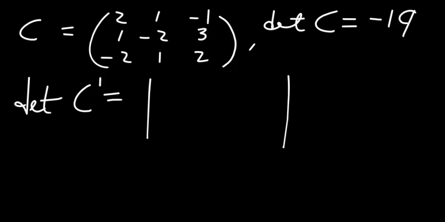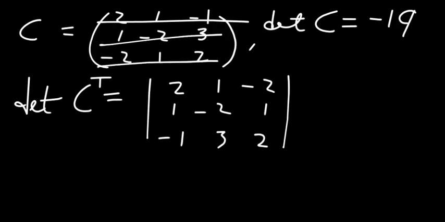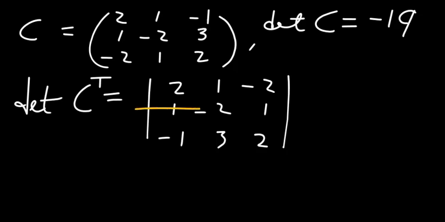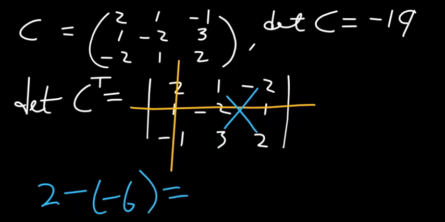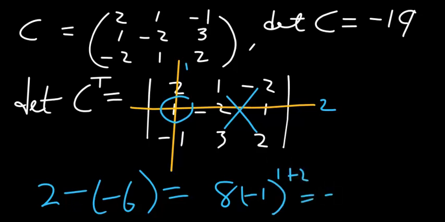Now let's calculate the determinant of the transpose of C. So the elements of such a matrix are 2, 1, minus 1, 1, minus 2, 3, minus 2, 1, 2. So rows become columns. Now let's use the second row to determine the determinant of this transpose of C. Using the same way, this is crossed out. So you're left with these two elements. So this times 2 is 2. That times that is minus 6. So you get 8. The parity of 1, because it occupies row number 2 and column number 1, is 1 plus 2, so you get minus 8.